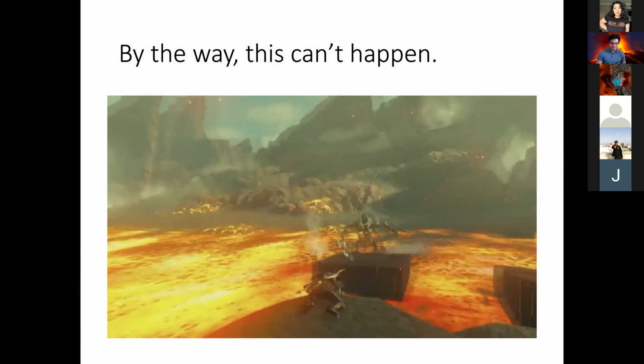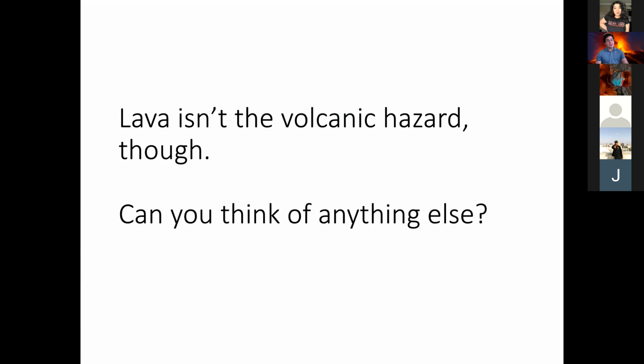Moving on. Okay. So we've talked a lot about lava. And by definition, again, you can't have a volcano if it isn't releasing lava. But lava is not the only thing that comes out of volcanoes. It is far from the only hazard of volcanoes.